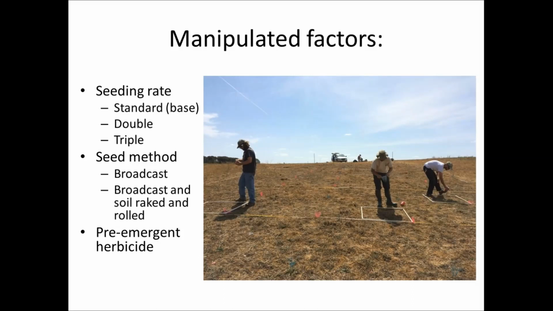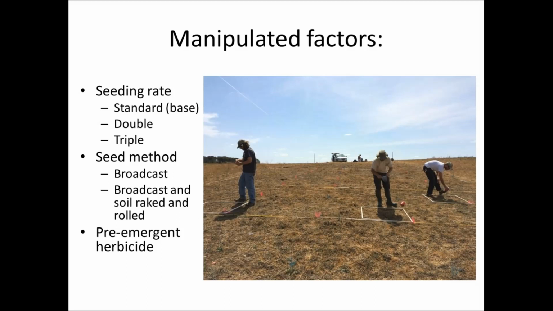Manipulated factors. This is really part of our experimental design where we get to control things. So our factors that we're going to look at include the seeding rate, and we'll look at the seeding rate as what we consider a base or a standard, and generally this is around a cumulative total of around 10 pounds per acre.